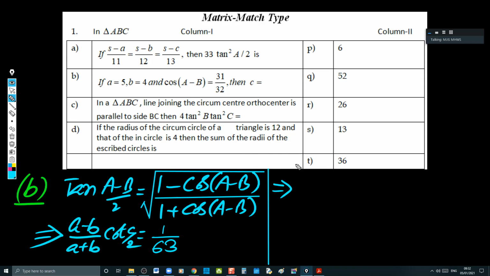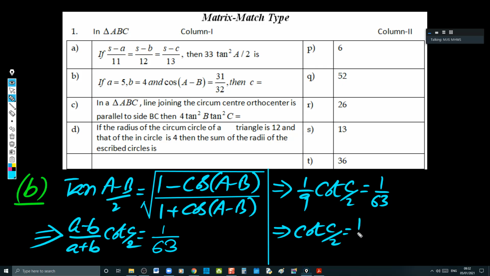So A minus B means 5 minus 4. Either you have 5 and 4 there. 1 by 9 into cot C by 2 is equal to 1 by 63. So you got cot C by 2 here to be 1 by 7. What we need is capital C there, small c there, side C. So we need cos C from this one. Otherwise, you cannot find out this. So cos C, you can make use of.